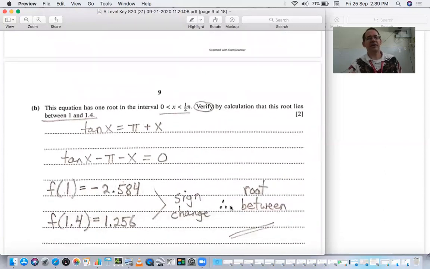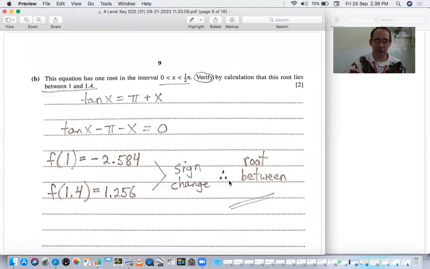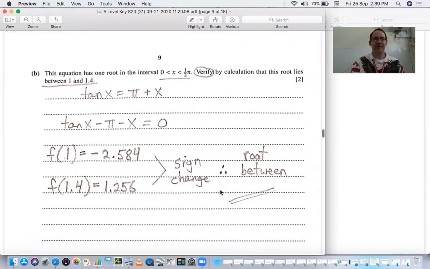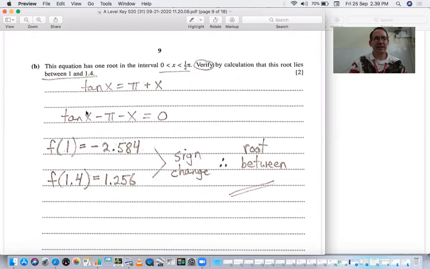Moving on, this equation has one root in the interval between 0 and pi halves, verified by calculation that this root lies between 1 and 1.4. Now don't forget, when you're verifying a root, sometimes this is referred to as a decimal search. When you are doing this decimal search, you need to set your equation equal to 0. It doesn't really matter which way you subtract your values, but you need to move everything over to one side or the other. I chose to do tan x minus pi minus x equals 0.